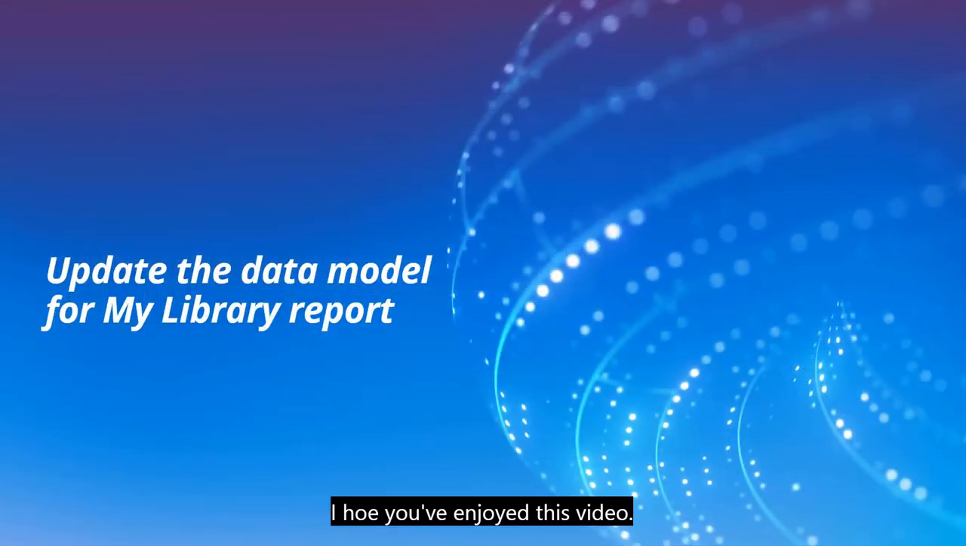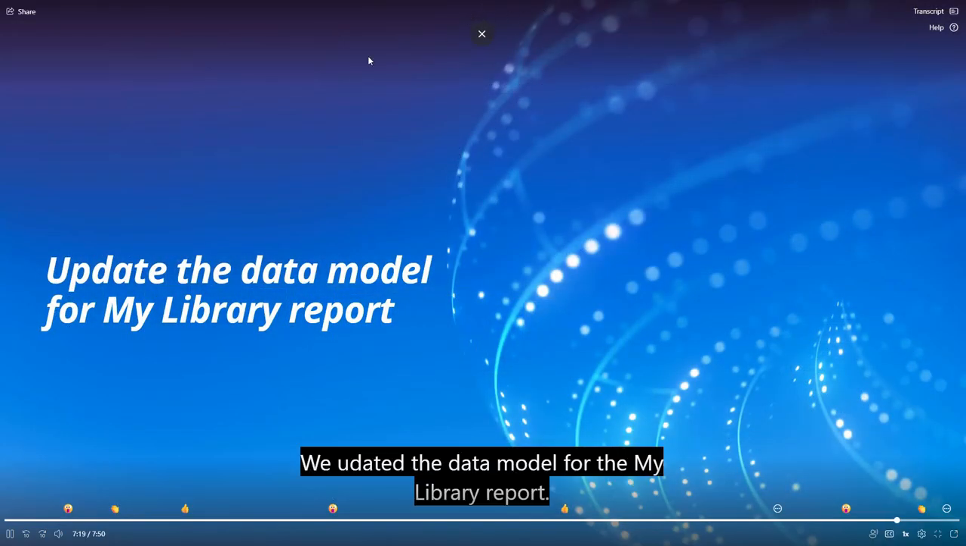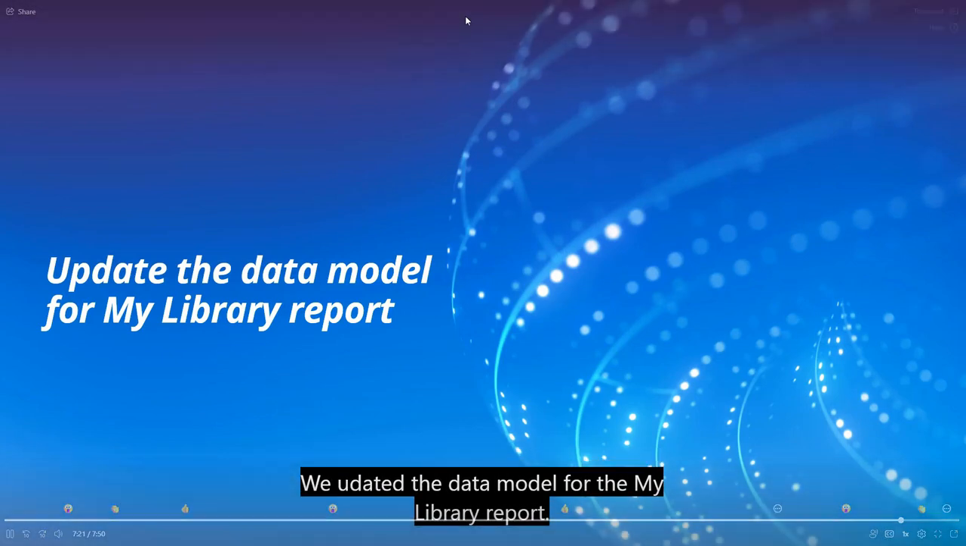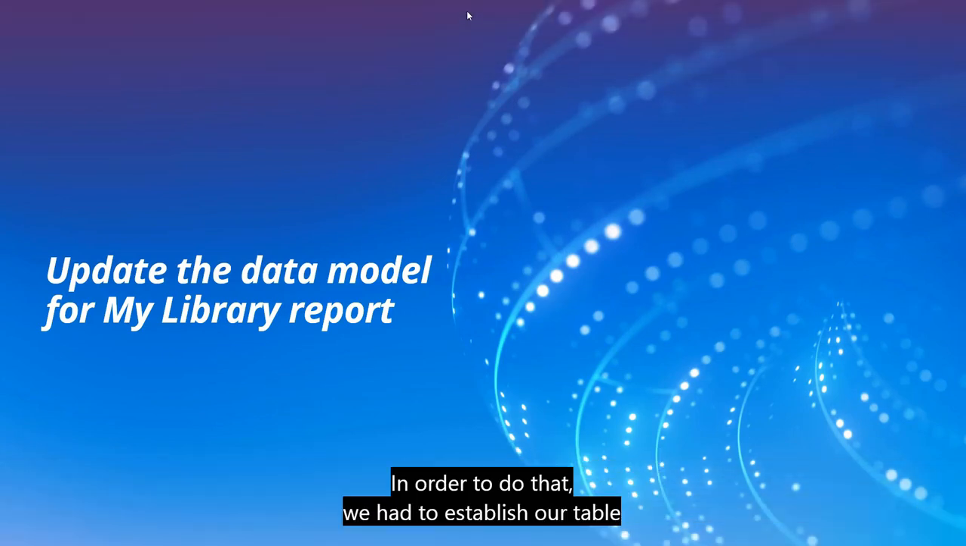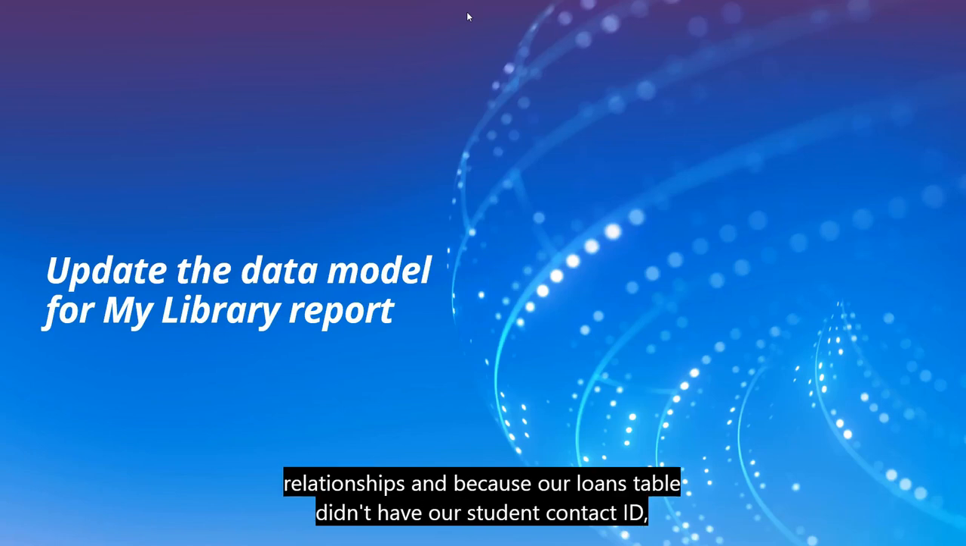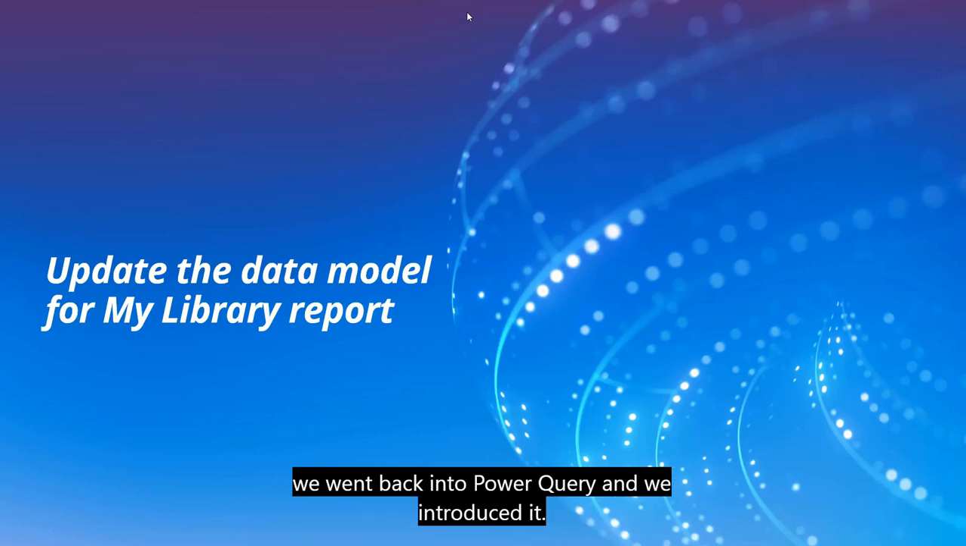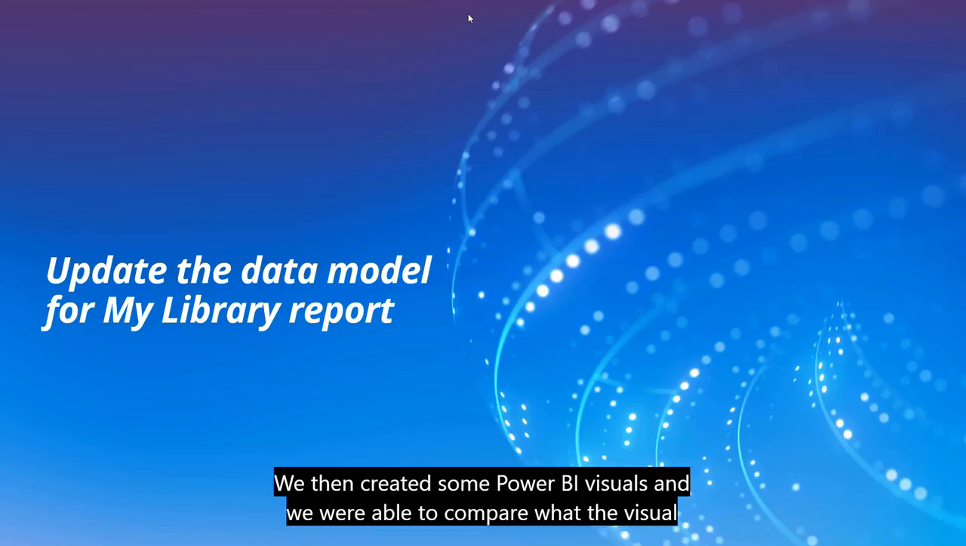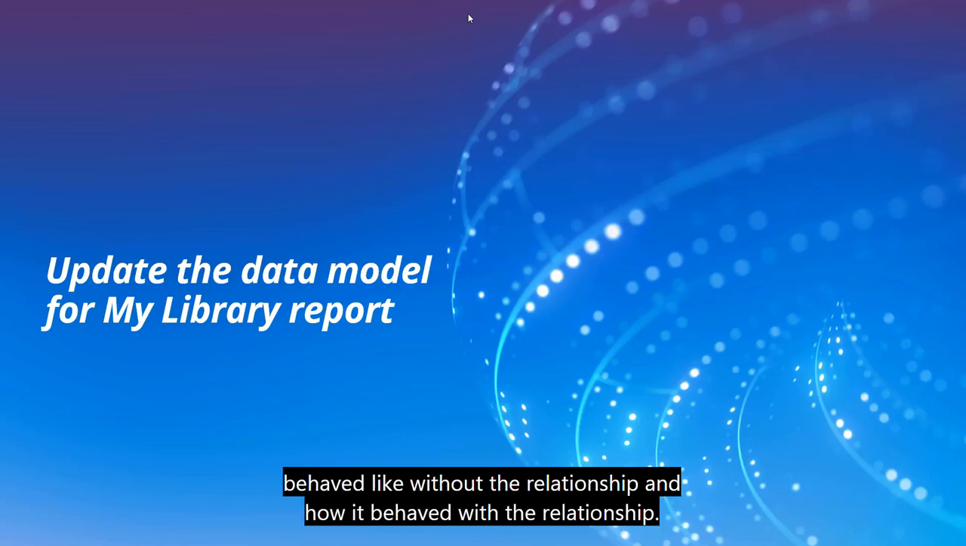I hope you've enjoyed this video. We updated the data model for the My Library report. In order to do that, we had to establish our table relationships. And because our loans table didn't have our student contact ID, we went back into Power Query and we introduced it. We then created some Power BI visuals, and we were able to compare what the visual behaved like without the relationship and how it behaved with the relationship.